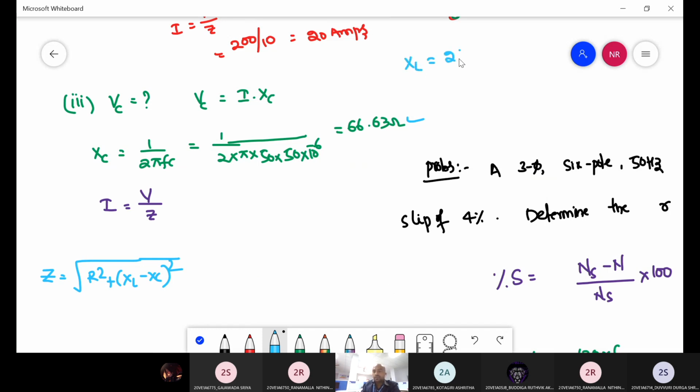XL is equal to 2 pi FL. That is 2 into pi into F is equal to how much, 50, into L is equal to how much? L is equal to 2 Henries. It was given as 2 Henries. Yes, sir. Calculate XL.